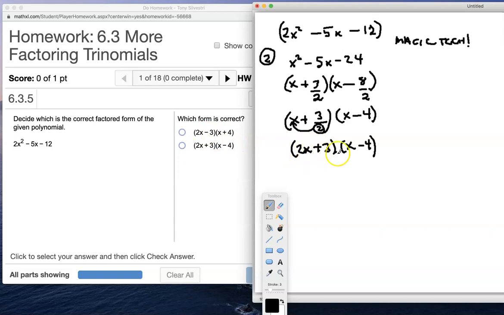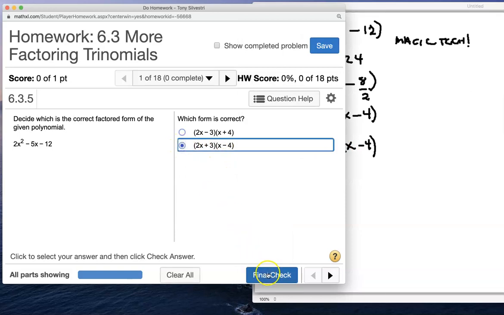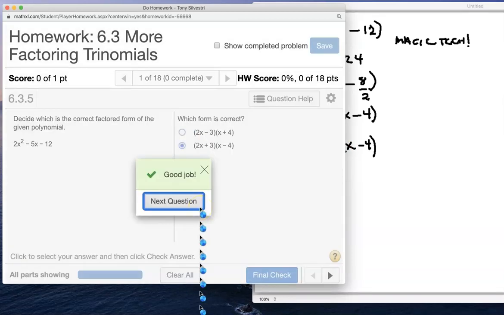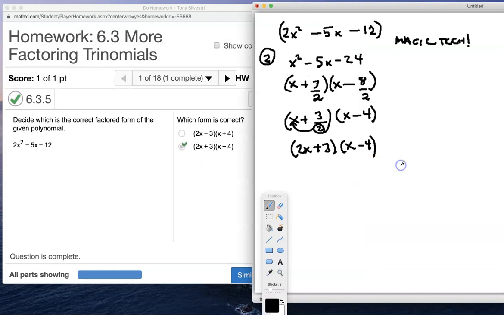I get 2x plus 3, x minus 4. I'm going to go for that as an answer. Final check. Good job. Great job. So we got the answer without doing it. So it looks like a complicated algorithm, but believe me, the alternative is to do what's in the textbook, and that is a complicated algorithm, much more complicated than what I'm showing you here.